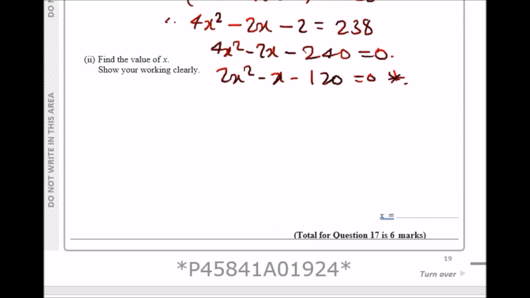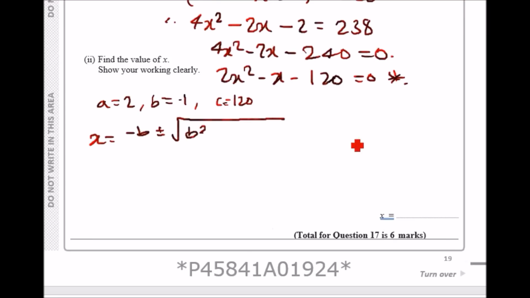Let's just use the quadratic formula, because it's easiest to use. The quadratic formula tells us that we need three values. We need the value of a, which is 2, b, which is minus 1, and c, which is minus 120. I'm going to assume that you guys are okay using the formula. So writing the general formula, x equals minus b plus or minus the square root of b squared minus 4ac, all over 2 times a.